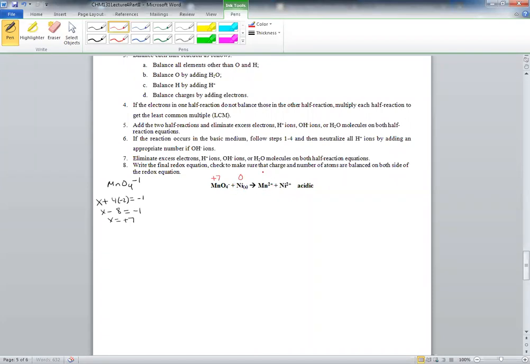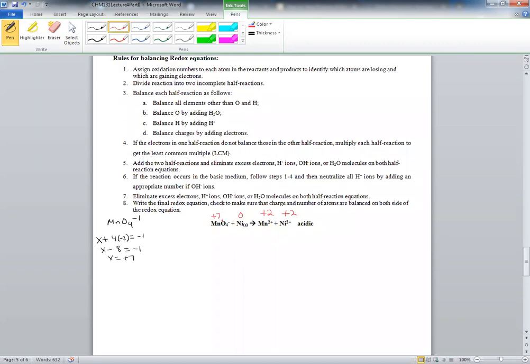Manganese +2 is a +2. And nickel is a +2. Again, those are ions, monatomic ions. This is an element. And of course, we solved this as we did before. Now, let's talk about the next step, which is dividing the reaction into two half reactions. Let's delete this really quick.